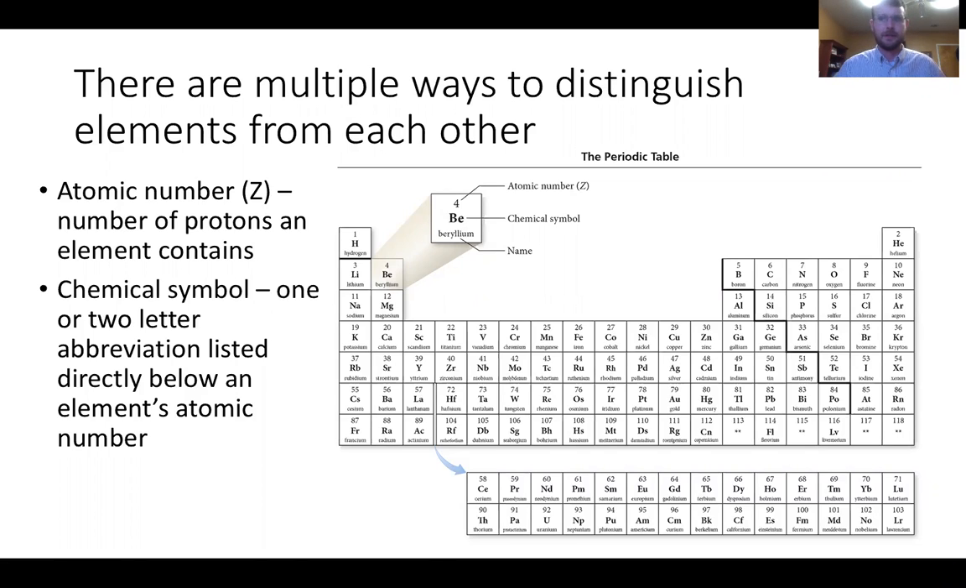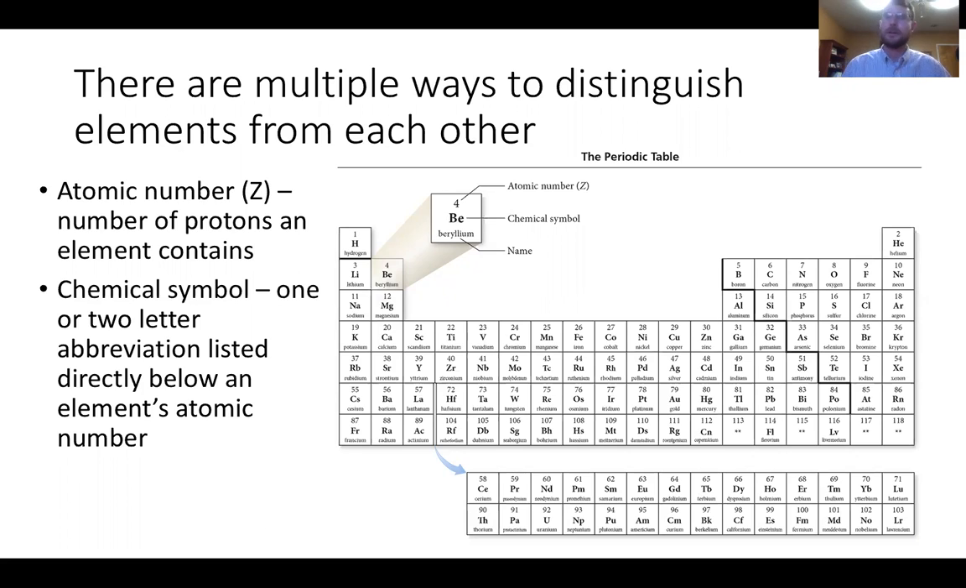The atomic number is the number of protons that is in an element. Now, one of the things that we're going to talk about when we talk about ions is that we're going to change the number of electrons. When we talk about isotopes, we're going to change the number of neutrons. One of the things that we're not going to talk about changing is the number of protons. When we start changing the number of protons, we start changing the elements.